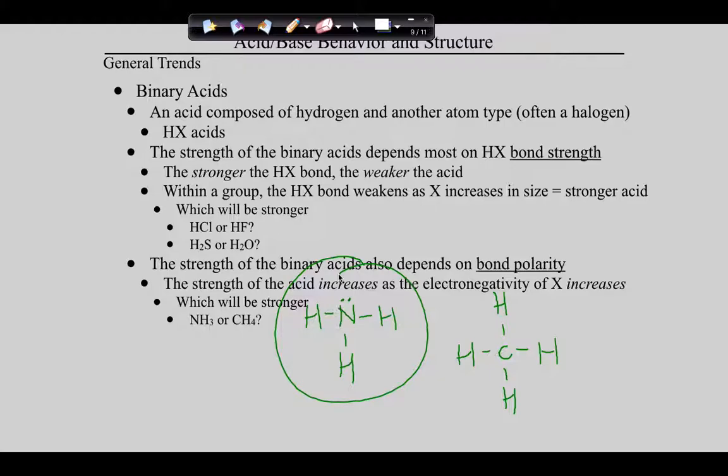Does that make sense? Okay, now you're thinking, wait, I thought NH3 is a base. But remember what we said. When we say NH3 is a base, we mean basic towards what? Towards water. But now we're not even talking about water. It turns out that NH3 is more acidic than CH4. Neither one of them is acidic compared to water, but we actually can say that NH3 is more acidic than CH4, and it's all because of the polarity of the bonds.